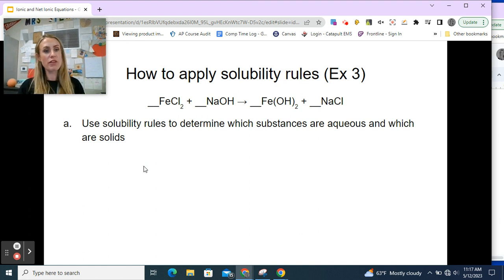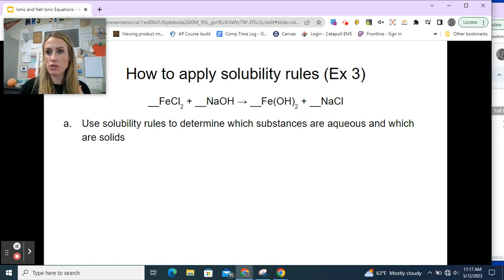So for the first part here, we look up our solubility rules to determine which substances are aqueous and which are solids. Because iron 2 chloride is soluble, we would write AQ next to it for aqueous, because it's going to break apart into solution.